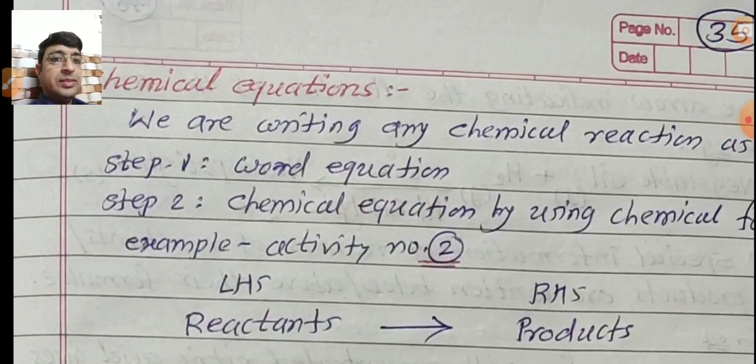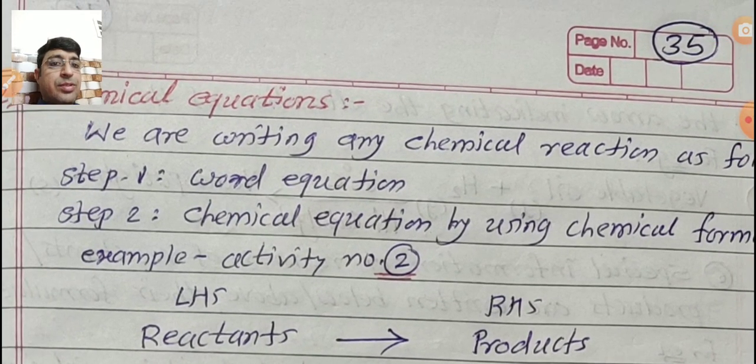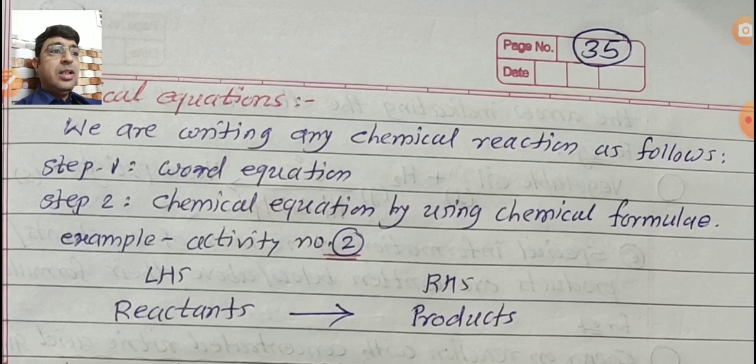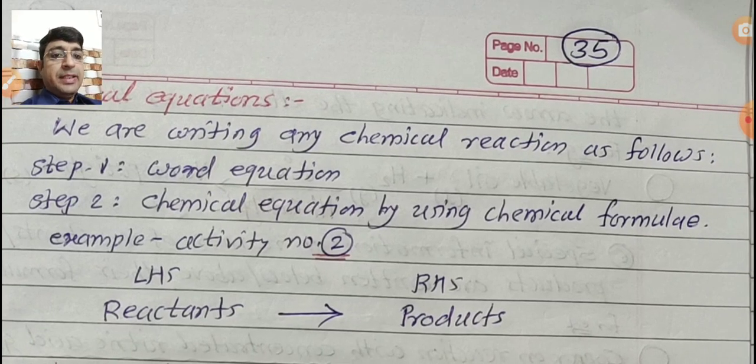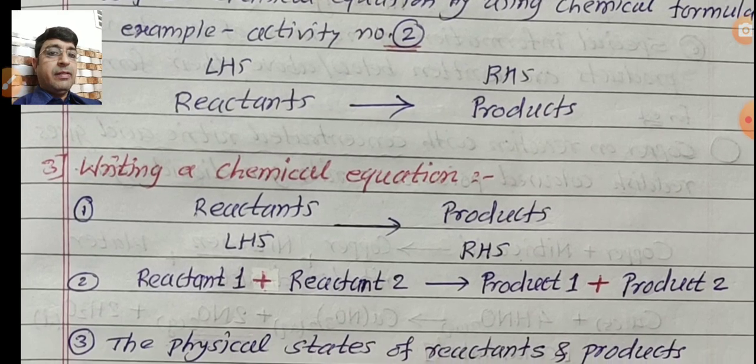Chemical equation. We are writing any chemical reaction as follows. Two steps are always used. First step, we write the word equation, and in the second step, we write the chemical equation by using chemical formulae. Example, activity number 2. On the left hand side reactants are there, on the right hand side products are formed. Now, writing a chemical equation.